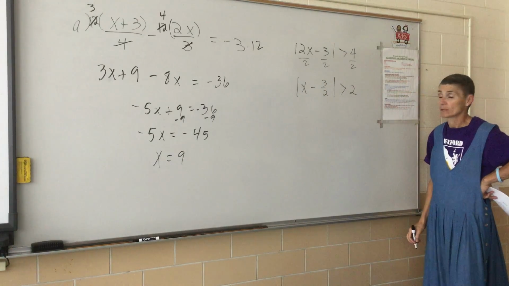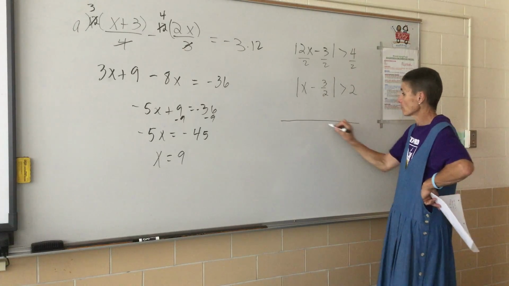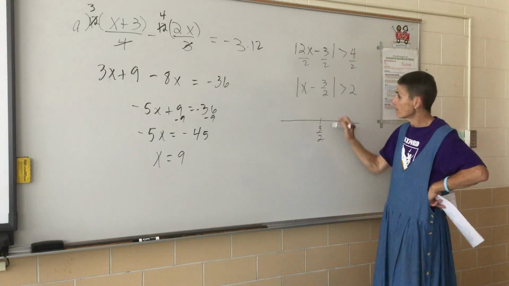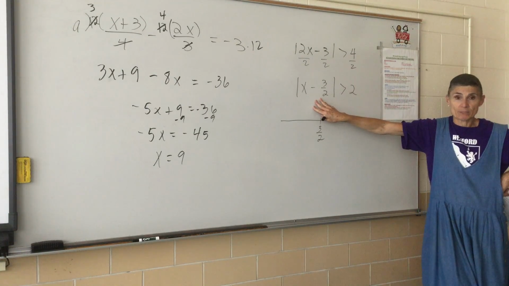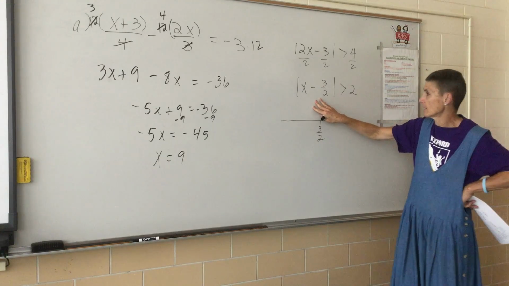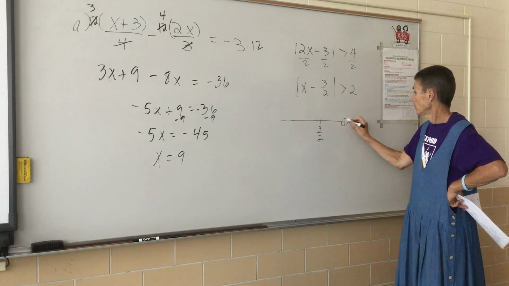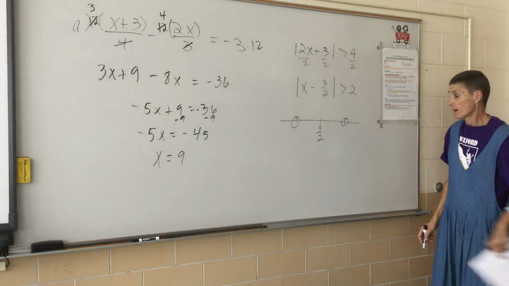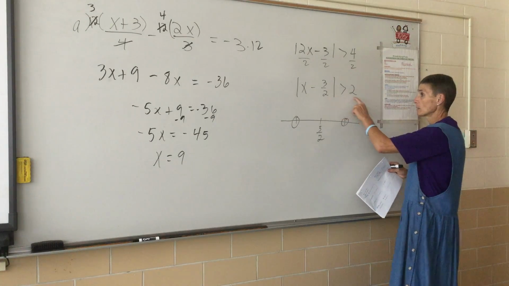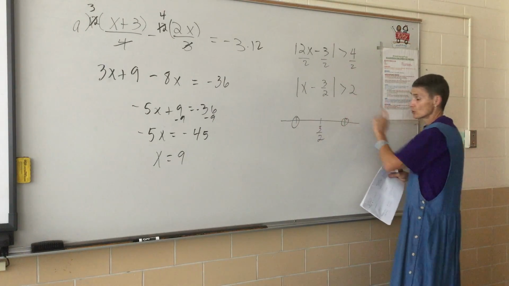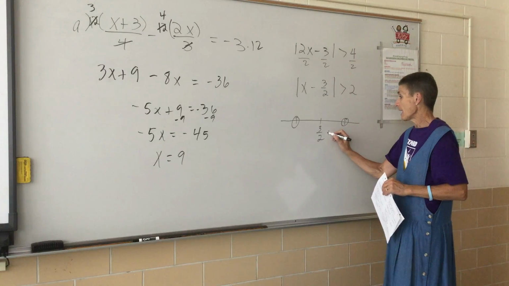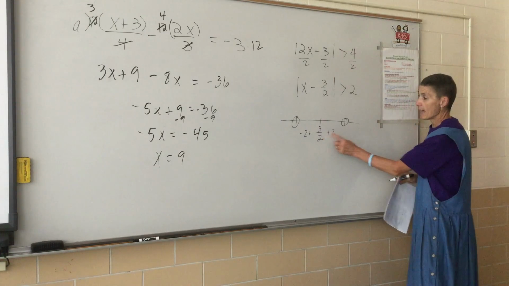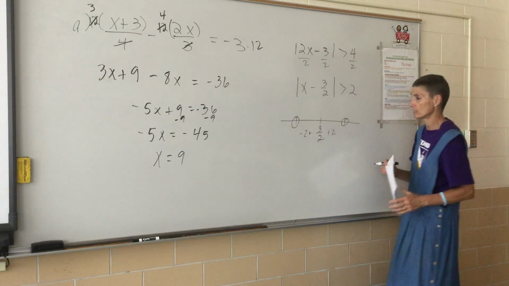Now I'll draw my number line, and right in the middle of the number line, I will put a 3/2. Remember, it's the opposite of whatever number is inside the absolute value. Then I will put open dots on either side of the 3/2. To find the labels for those open dots, I will count backwards and forwards 2 units. So I'm adding 2 here, subtracting 2 here.